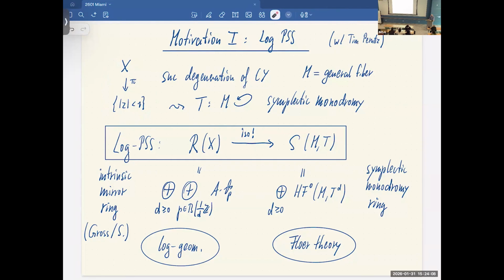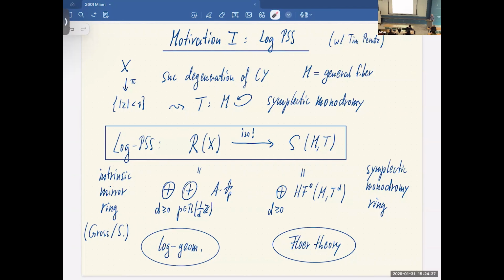I don't know how to do the Fano case at the moment. That would be more along the lines of what Daniel Pomerleano has been doing. So we look at this degeneration, and then the general fiber is a Calabi-Yau manifold, a closed Calabi-Yau manifold, and we have a symplectic monodromy by going around the origin of M. That's a symplectic transformation, a symplectic automorphism T.